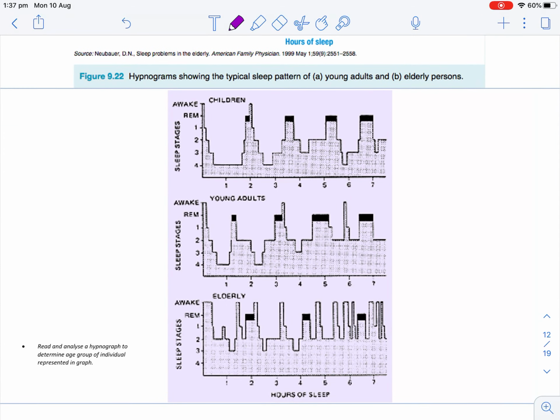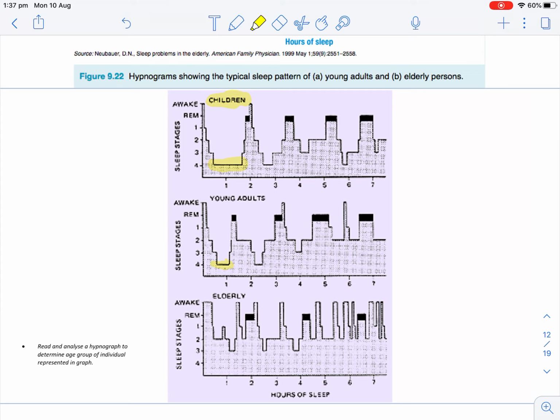So another one here, it already says what they are on there, but that's okay. So this one here, we're going to be able to tell that it is a child because of these longer periods of deep sleep that occur at the start. So it's not as common if you have a look at adults or adolescents here. We wouldn't be in deep sleep for as long as children would be.